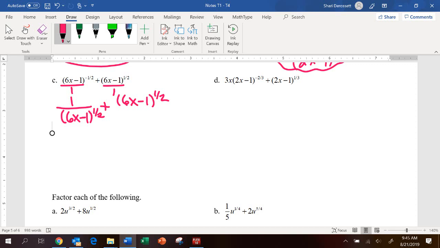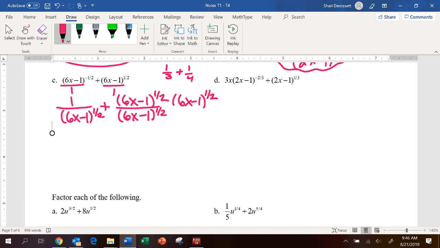So if I have a fraction, what if I have like 1/3 plus 1/4? If I have 2 fractions, how do I add 2 fractions? Get what? Common denominator, right? So that's what I'm going to have to do here. So this is over 1, but I'm going to have to multiply it by 6x minus 1 to the 1/2 on bottom. If I multiply the denominator, I have to multiply the numerator.